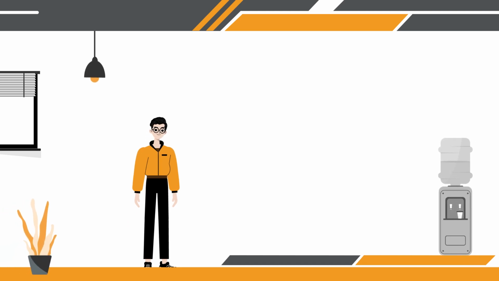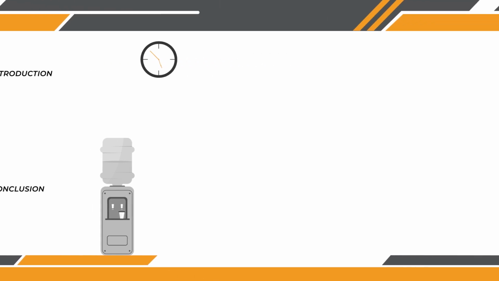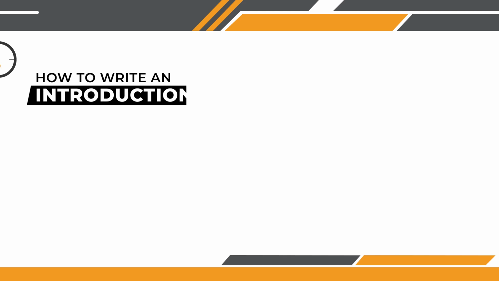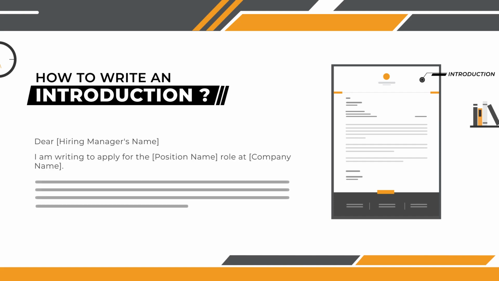First, let's start with the basics. A cover letter should be one page and include three main sections: the introduction, the body, and the conclusion. In the first paragraph, start by addressing the hiring manager by name and mentioning the position you are applying for. This shows that you have done your research and are genuinely interested in the job.